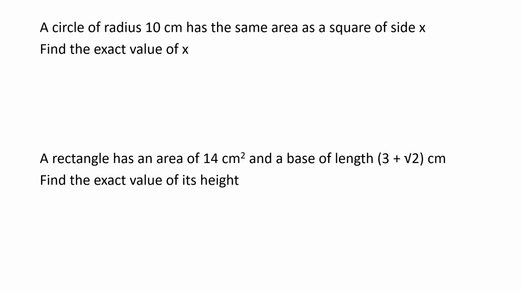Okay, last two questions. Again, you might want to pause and have a go first, but I'm just going to crack on. We've got a circle of radius 10 and it's got an area. So the area of a circle is pi r squared, and area of a square of side x is base times height, which if they're both x will be x squared. So they've got the same area. So we can say from the start that pi r squared is equal to x squared.